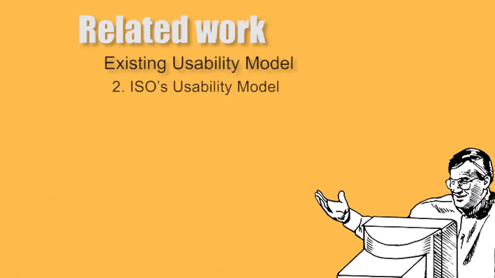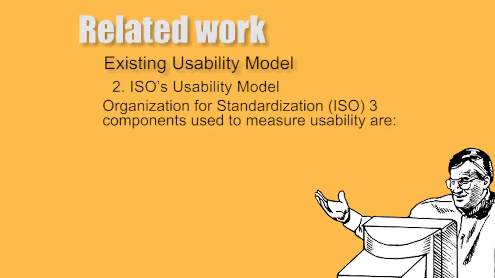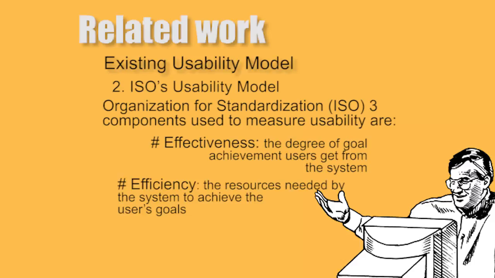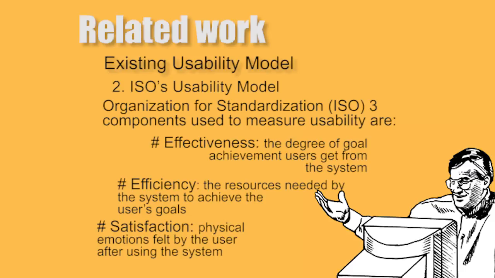ISO's usability model. International Organization for Standardization (ISO). There are 3 components used to measure usability. Effectiveness, the degree of goal achievement users get from the system. Efficiency, the resources needed by the system to achieve the user's goals. Satisfaction, physical emotions felt by the user after using the system. These interactions produce 3 context characteristics of users, tasks, and environment, where a change in any one of these characteristics can definitely change the usability of the system.